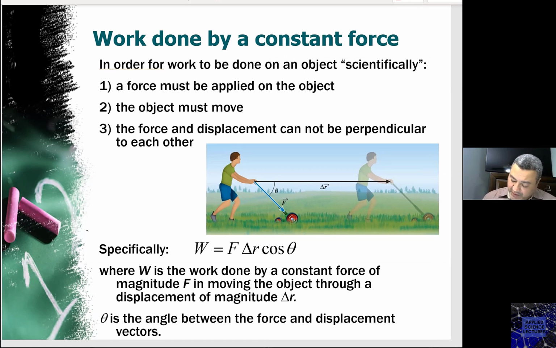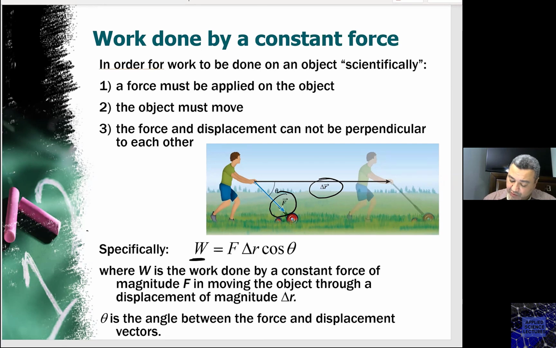So let's look at this person who is pushing a lawnmower. We can see that the force that he is exerting on this lawnmower is F, and this resulted into a displacement, as you can see here, delta R vector. This means that this force has done work. How much is this work?